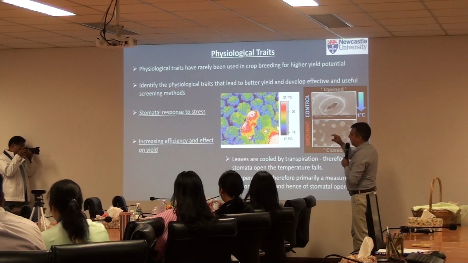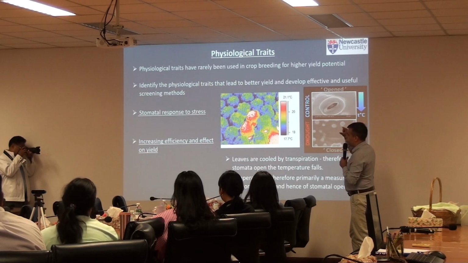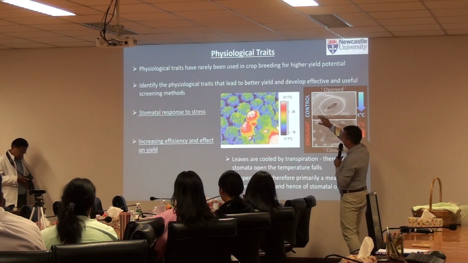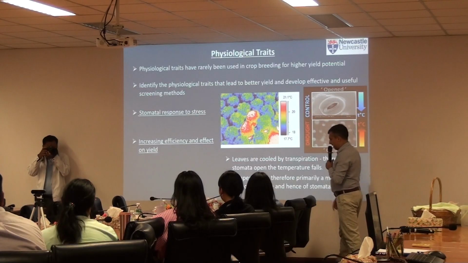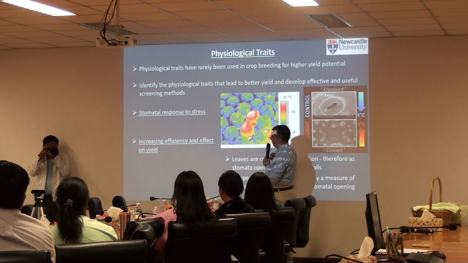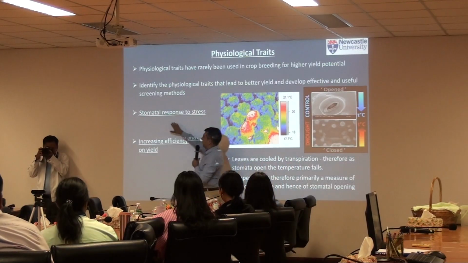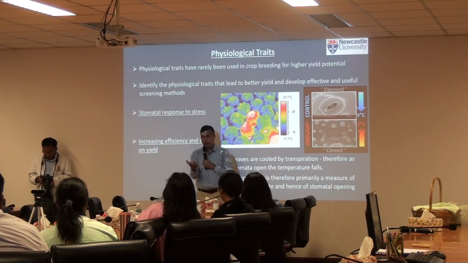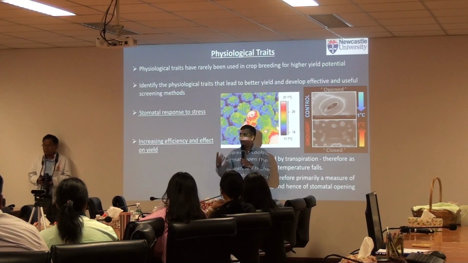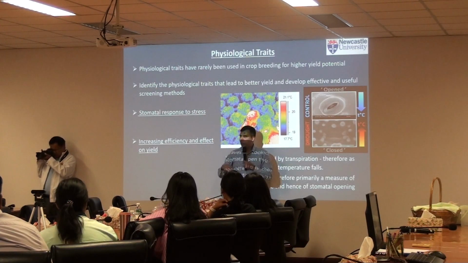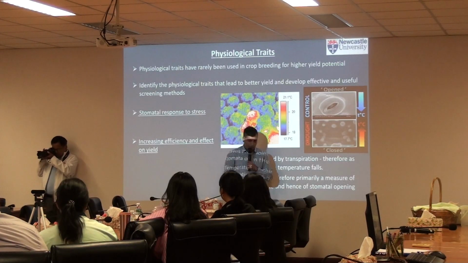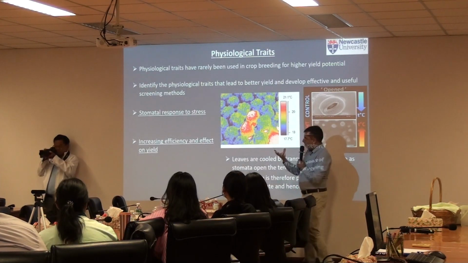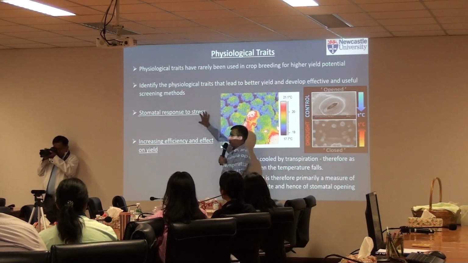The second is, whenever you're trying to identify a physiological trait that is linked to better yield, we need to have an effective screening method. For that reason, one of the traits which is pretty good for me is stomata. Stomata is an interface between the environment and the plant. It transpires, CO2 comes in. Depending on what is happening outside and inside the plant, those stomata open or close. And they are also a response to stress.